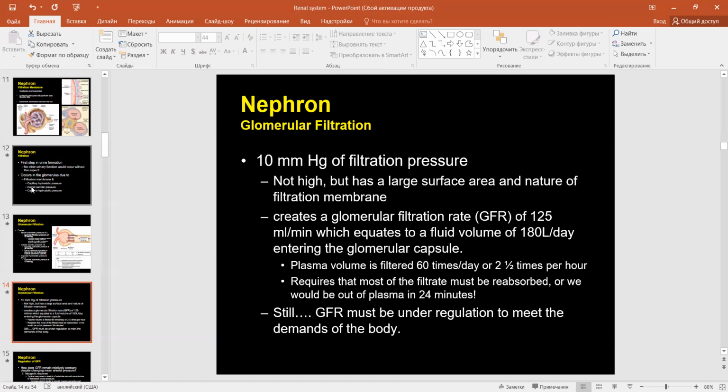Normally, about 20% of the plasma that enters the glomerulus is filtered at the net filtration pressure of 10 millimeters mercury, producing collectively through all glomeruli 180 liters of glomerular filtrate each day, for an average glomerular filtration rate of 125 milliliters per minute in males and 115 milliliters per minute in females.